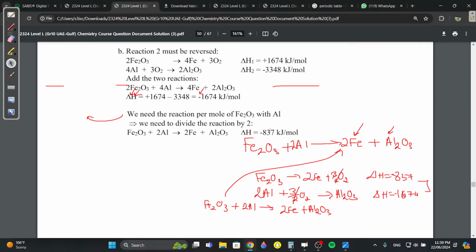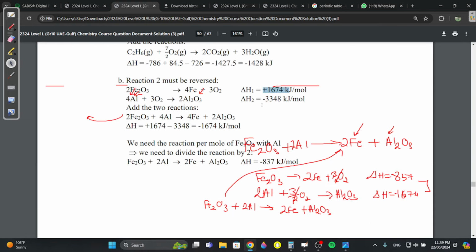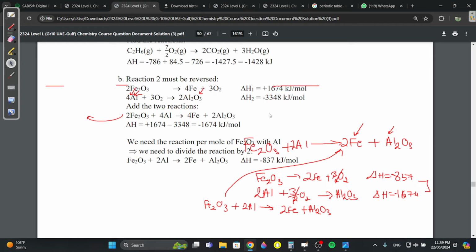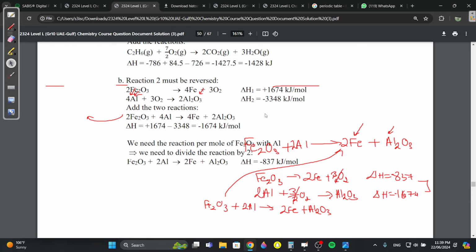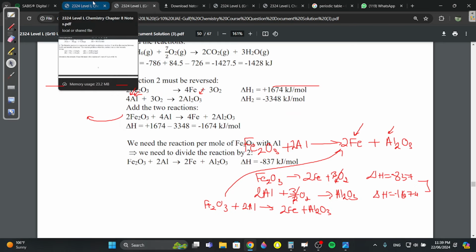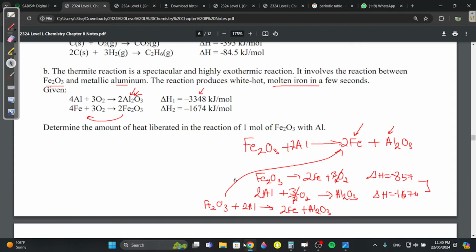Is this correct? You get this. What do they do? Reaction 2 must be reversed. I think you just divide by 2. Yeah, well, they got the same answer. If you subtract this, you get minus 837.